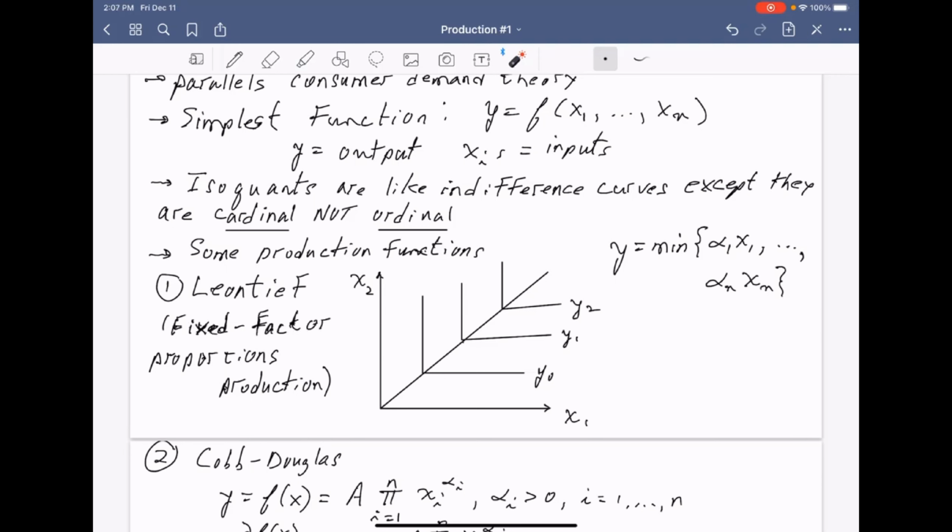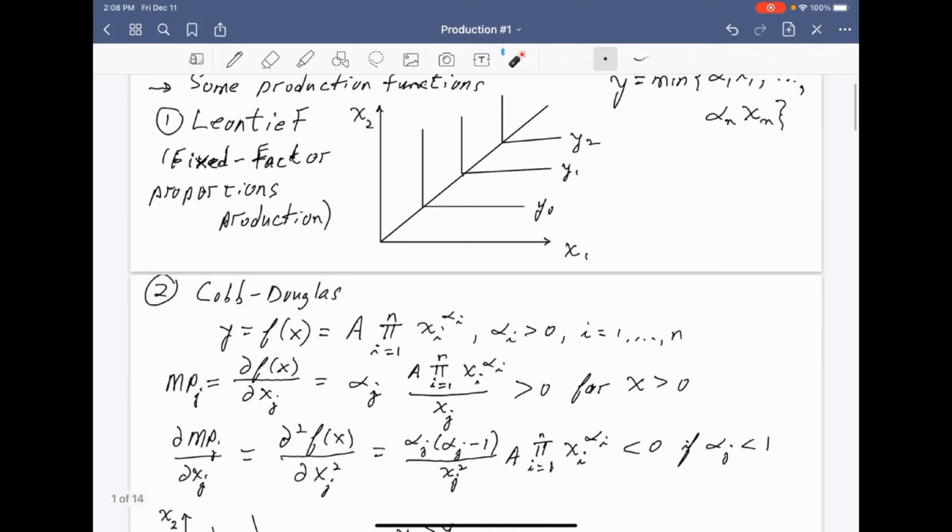The Leontief production function, which consists of fixed factor proportions production, as you can see here, and the isoquants is what we call these, but notice that these isoquants are fixed. So you need a fixed amount of x1 and a fixed amount of x2, and they have to be in the same ratio. So we can write that function as y is the minimum of alpha 1 x1 through alpha n xn, where those are the fixed proportions. So think of it as x1 being bicycle frames and x2 being wheels. Then you'd always have one frame and two wheels to get a bicycle.